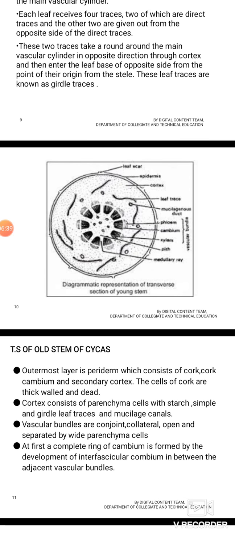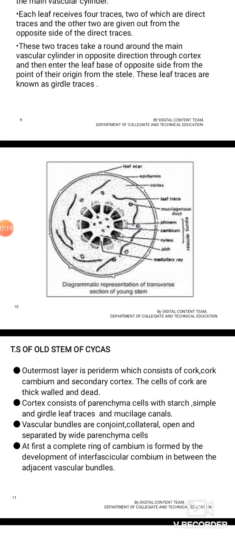Coming to the transverse section of old stem of cycas. The outermost layer is the periderm, which consists of cork, cambium and secondary cortex. The cells of cork are thick-walled and dead. Cortex consists of parenchyma cells with starch, simple and girdle leaf traces and mucilage canals. Vascular bundles are conjoint, collateral, open and separated by wide parenchyma cells.